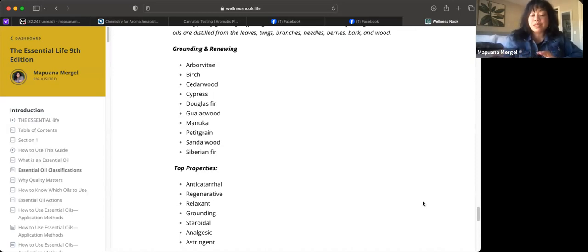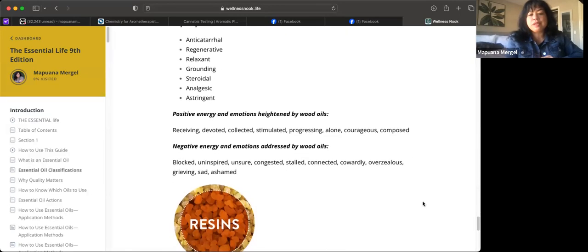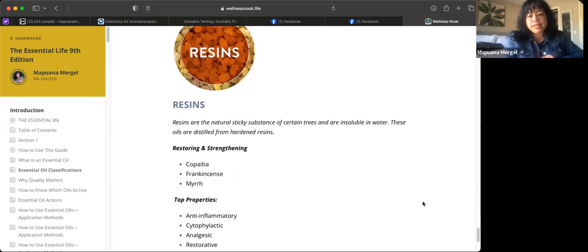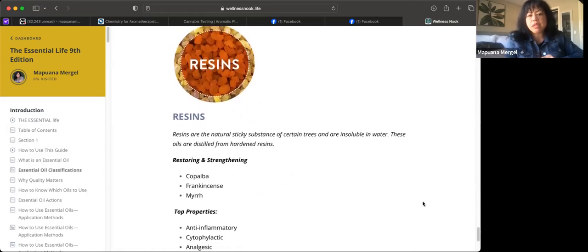You might not like the smell of cypress, but know that Douglas fir is available to use in that blend. It's a wonderful way of getting to know your oils. And then I think this is the last one, resins, okay? Everybody here loves these three, which is on our minds during this month, right? Copaiba, frankincense, and myrrh fall into this category.